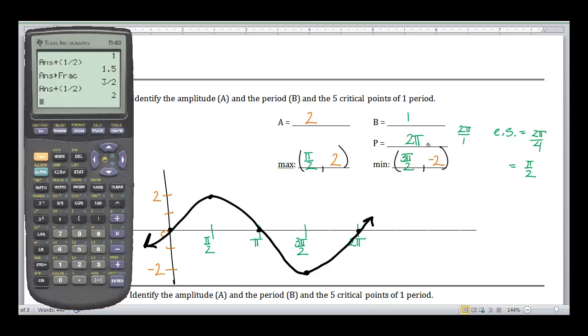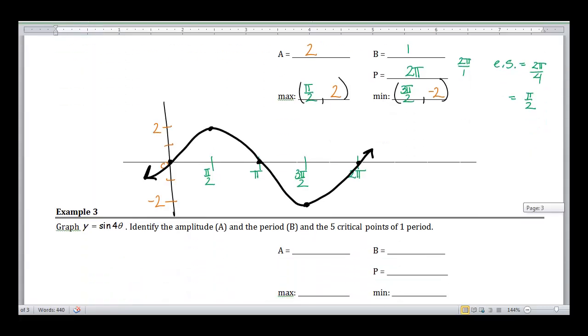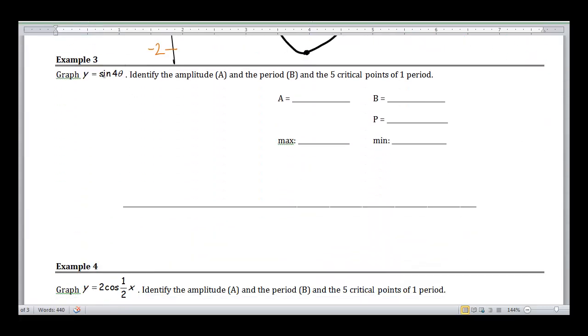Please pause the video and figure out all the different information for example 3 and see if you can figure out the length for each section and put that on the x-axis, or here we replaced x with a theta.